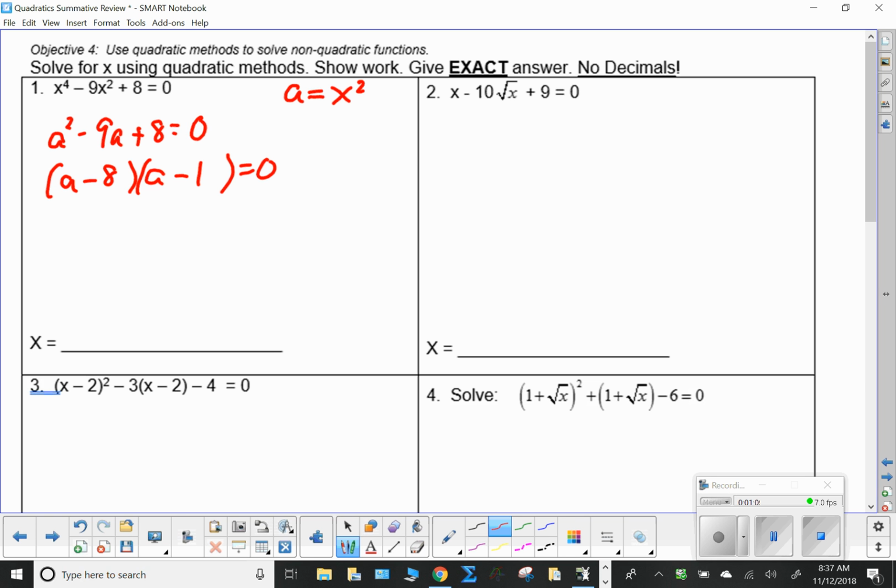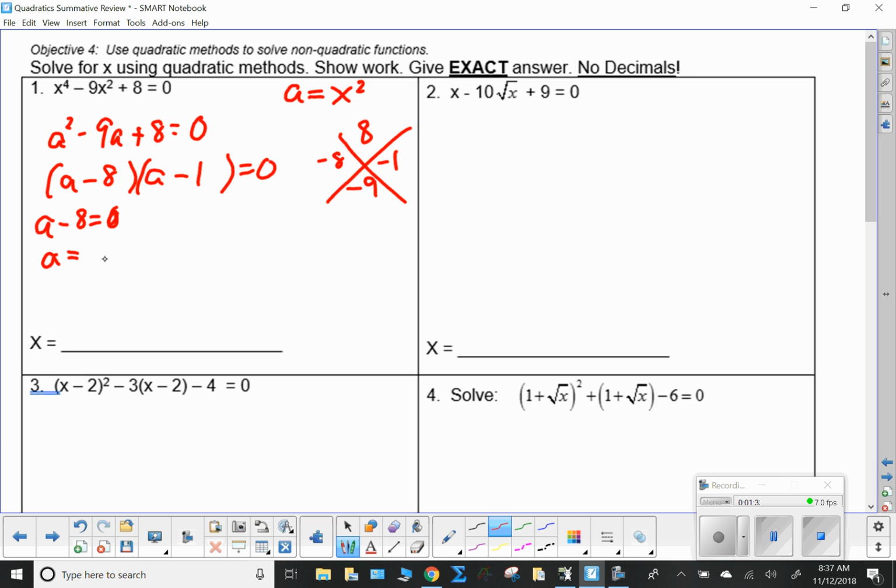Factors of positive 8 that add up to negative 9 are negative 8 and negative 1. Since a is 1, I don't have to worry about anything else. Now I set each factor equal to 0. So a minus 8 is equal to 0, so a is equal to 8. A minus 1 is equal to 0, so a is equal to 1.